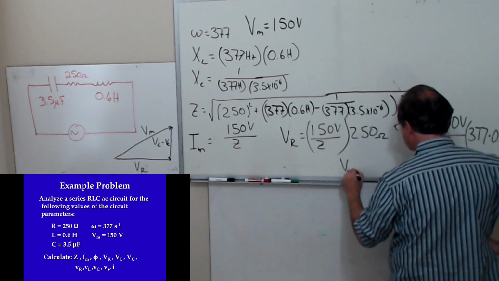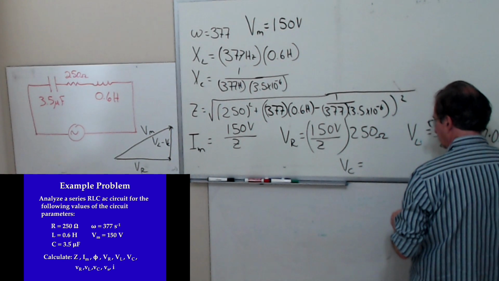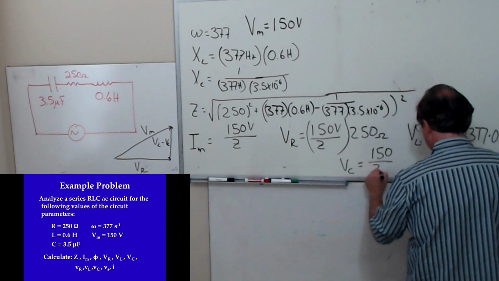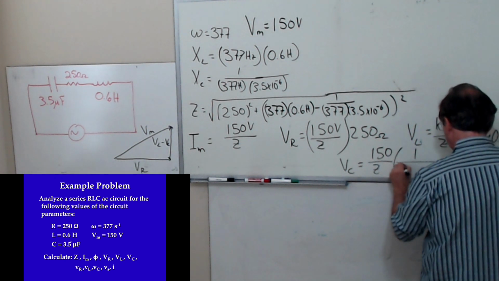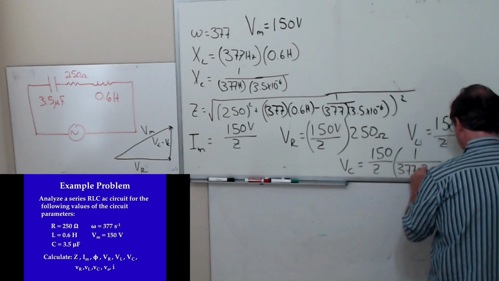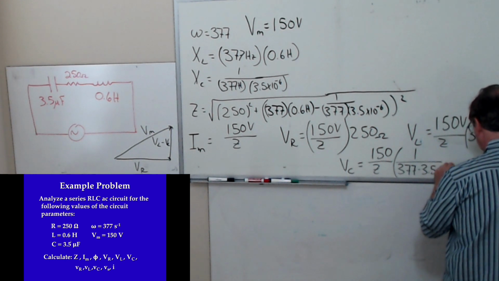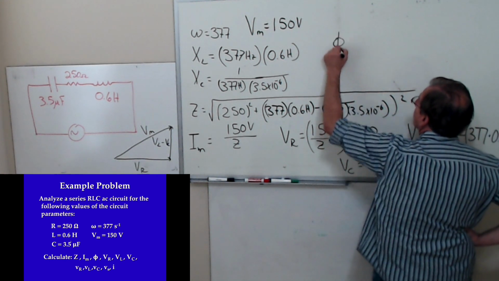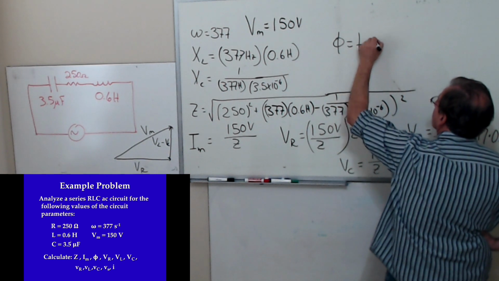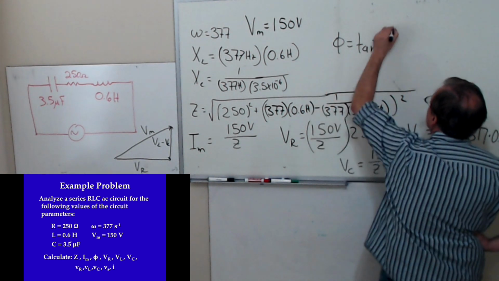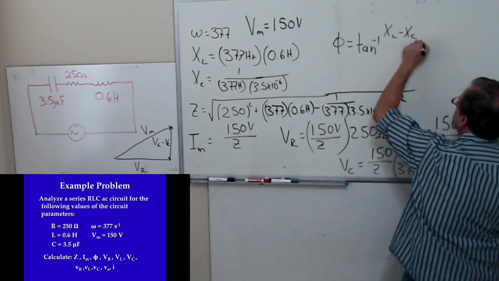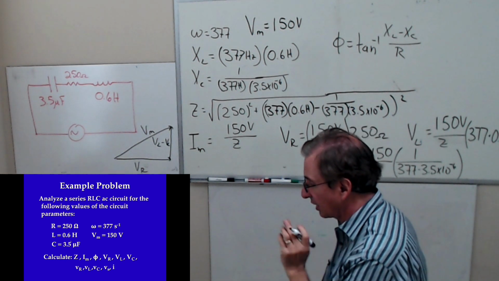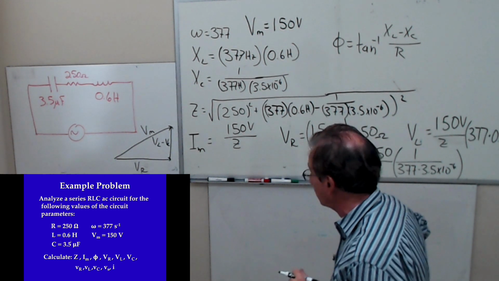And to find V sub C, I will take this guy again. And of course I can find the phase angle, right? It's going to be X sub L minus X sub C over R. So I can get a lot of information out of this, and I'm not going to focus on the small v's because I just don't have time right now.